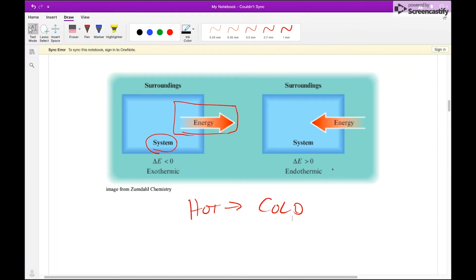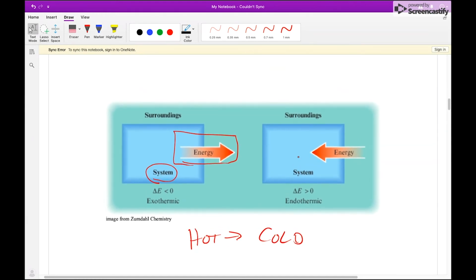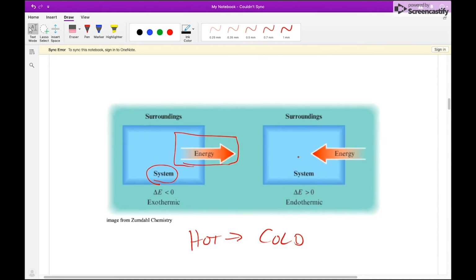This is the cold hand on the warm neck principle. If you put your cold hand on someone's neck, you are not giving them cold. You are sucking the heat off of them, because the heat is transferring from their hot neck to my cold hand, which makes them feel cold. Same principle with blankets: they aren't giving us warmth. They're just trapping in the heat that wants to leave us. So we've got this system and surroundings thing.